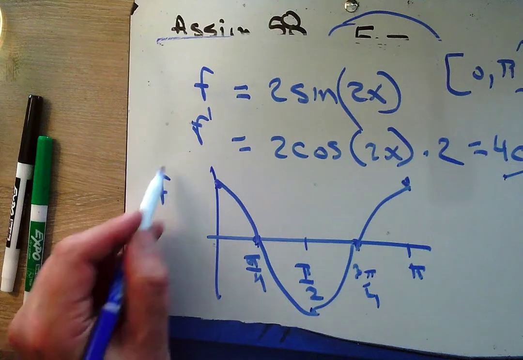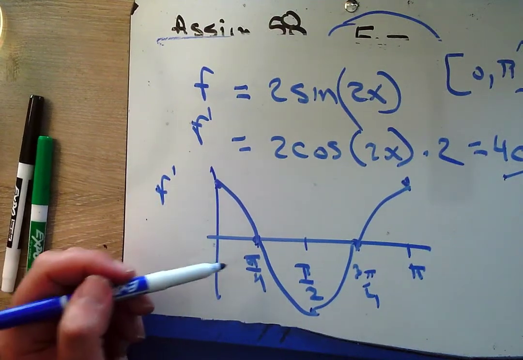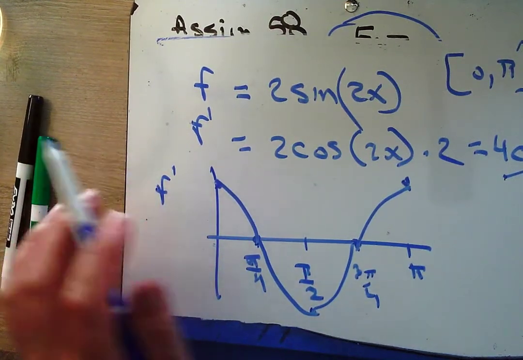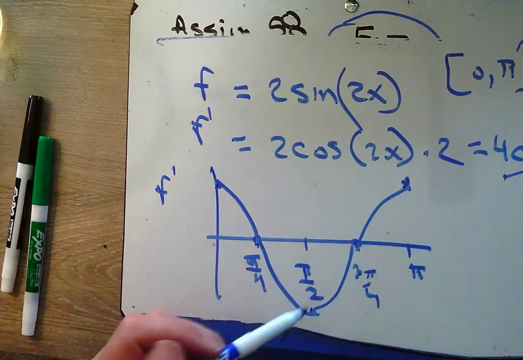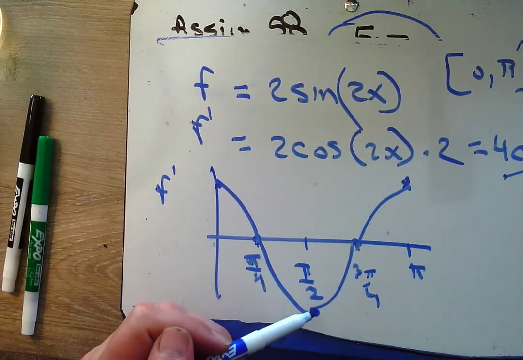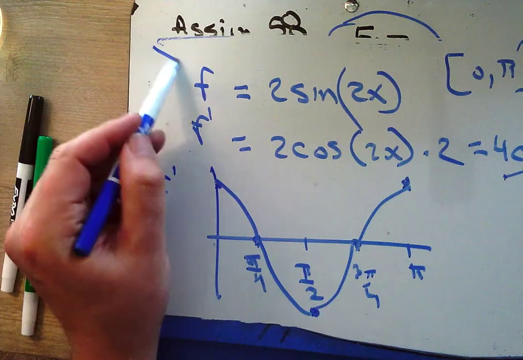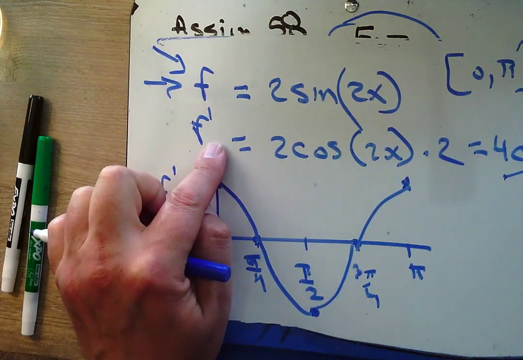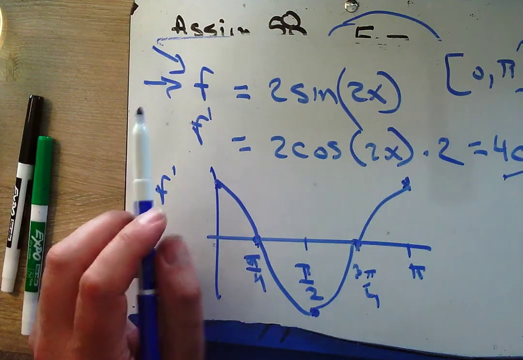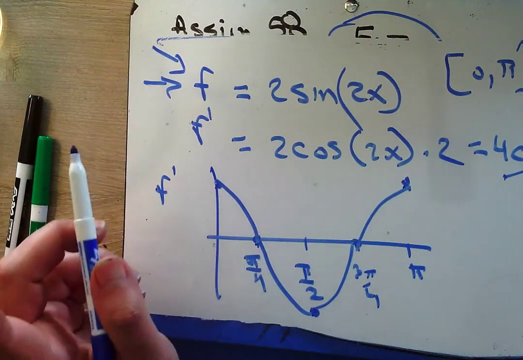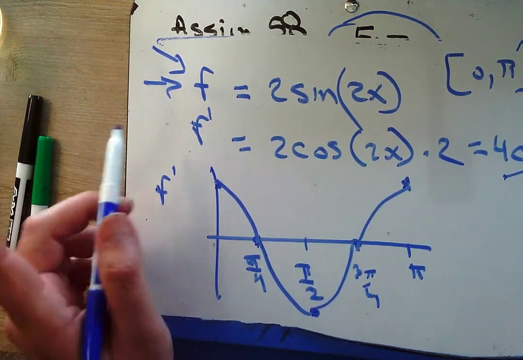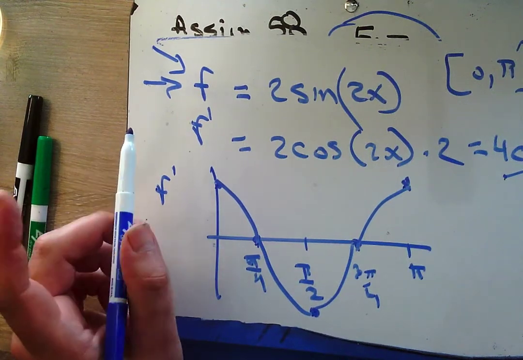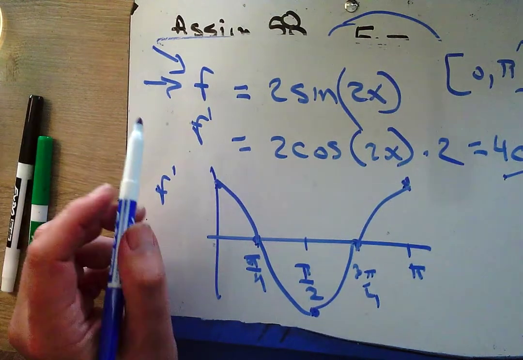So this is my f prime graph. And what I see on this f prime graph, look, no, these are not the places I want to focus on. We're talking about the mins and maxes on f, not the mins and maxes on f prime. That comes later. What we're concerned about, remember, is that mins and maxes can occur at endpoints, where f prime is undefined, and where f prime is 0.